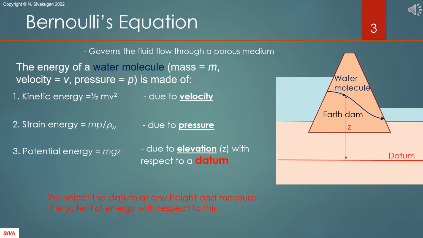Here, water is flowing through an embankment from upstream reservoir to downstream. Let's see what Bernoulli's equation says about the energy of a water molecule on the flow path. The water molecule has mass m, velocity v and is under the pressure P. Its energy consists of three components: kinetic energy, strain energy, and potential energy. Kinetic energy comes from the velocity, strain energy from the pressure, and the potential energy from the elevation with respect to a datum we select.